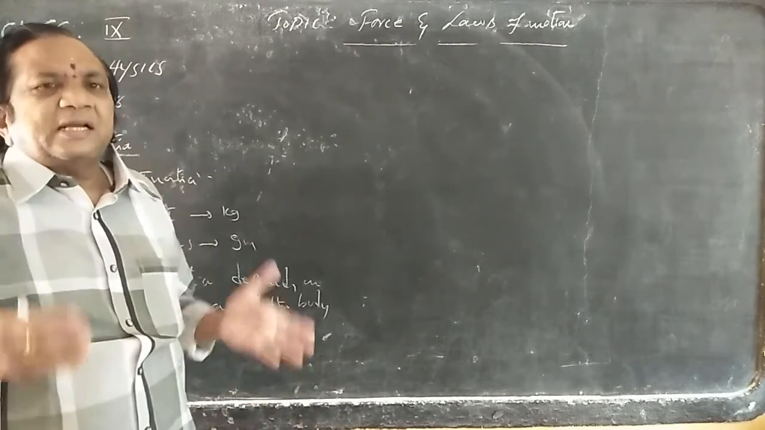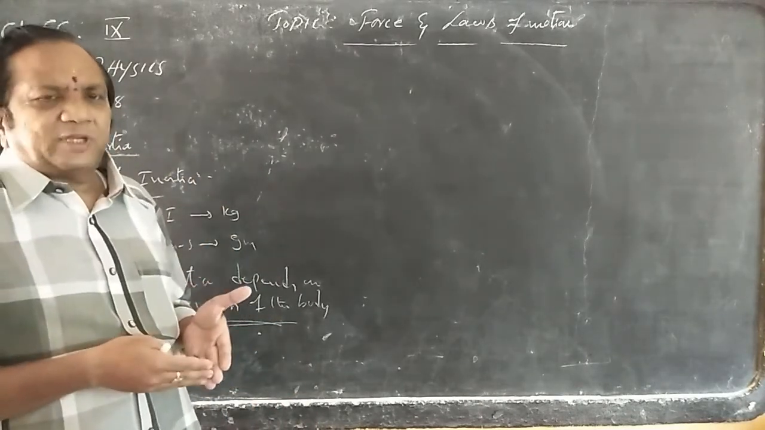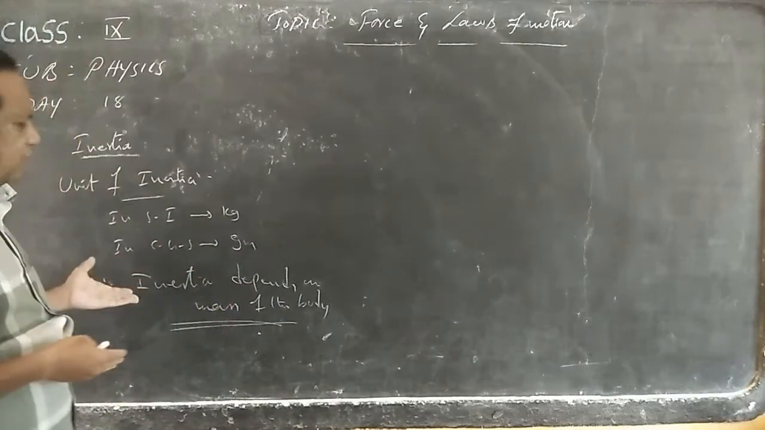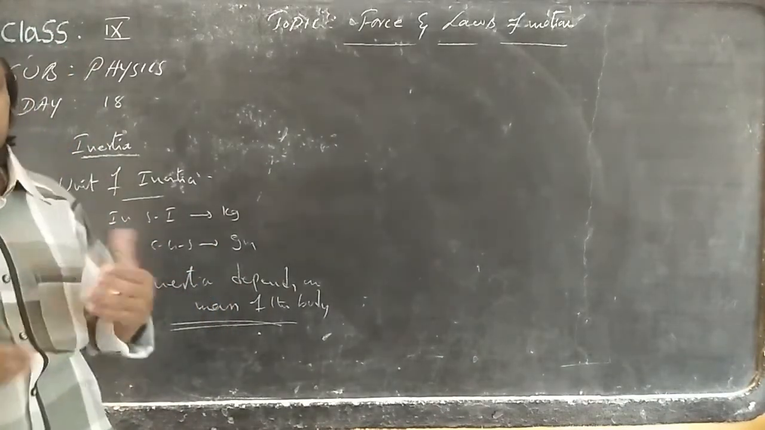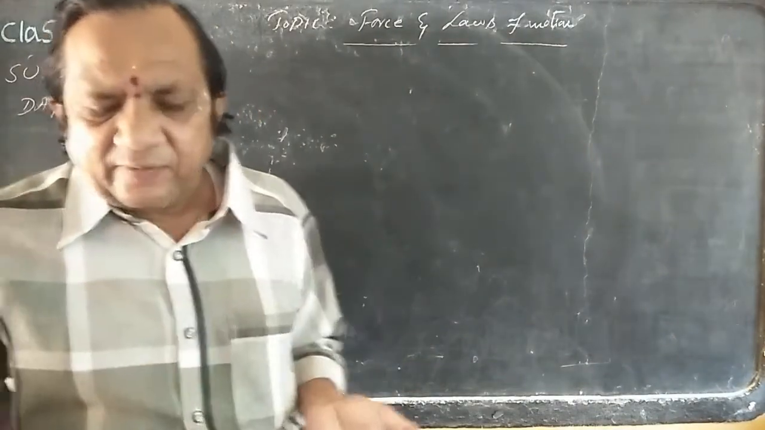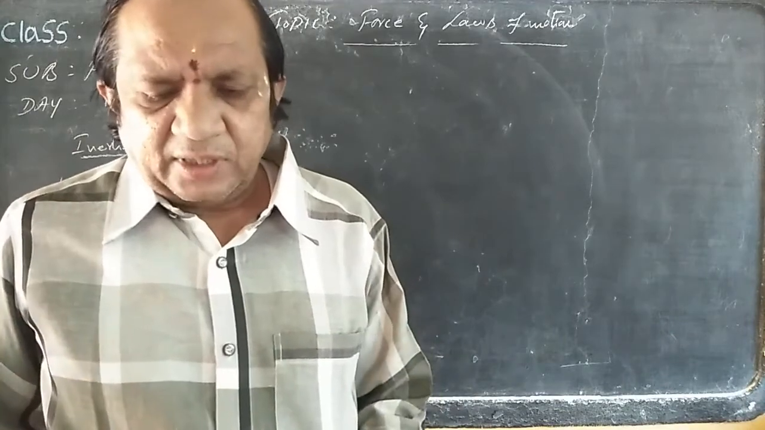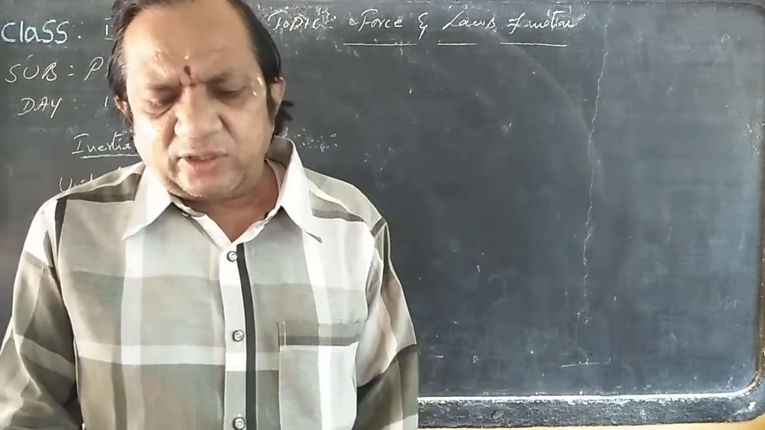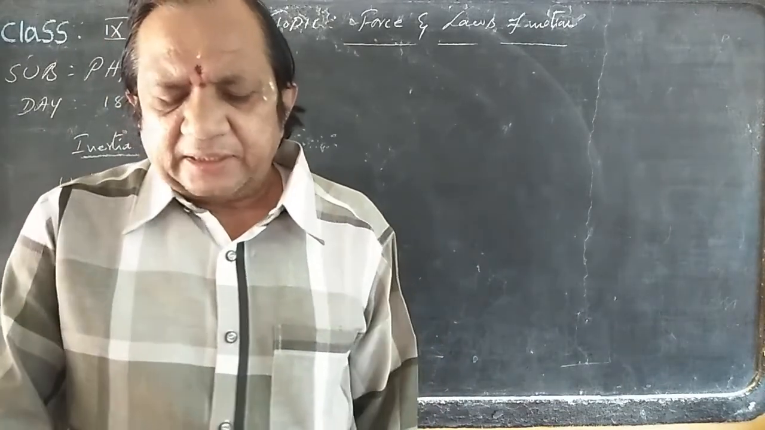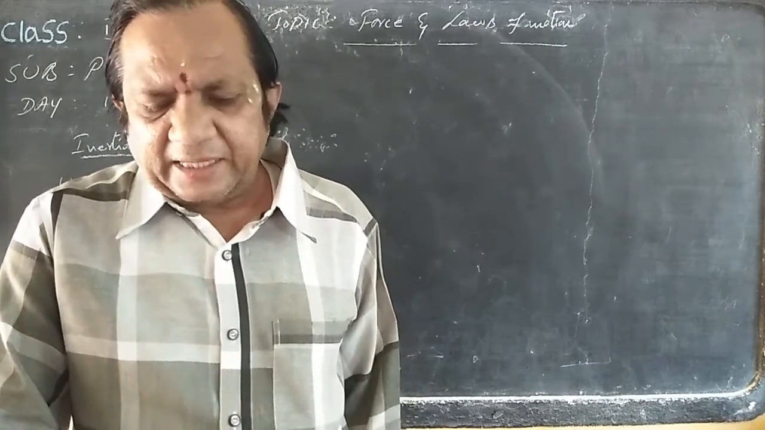It is a heavy body. Brakes are applied to both at the same time, but the lighter body stops very quickly, while the heavier body stops later. That means inertia depends upon the mass of the body. Now, inertia is classified into types. As I told you yesterday, they are inertia of rest, inertia of motion, and inertia of direction.